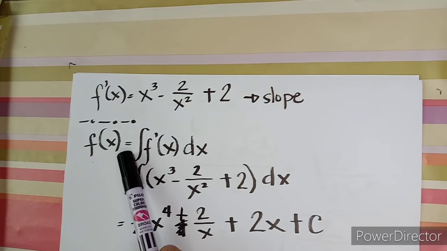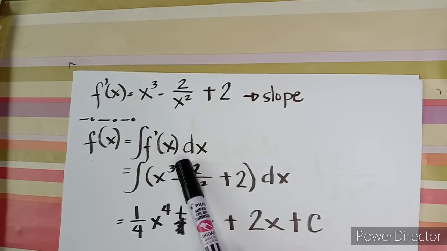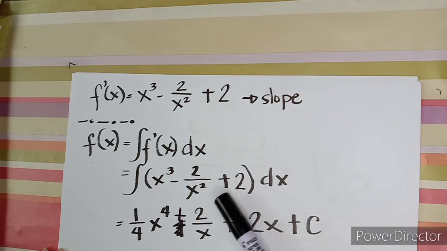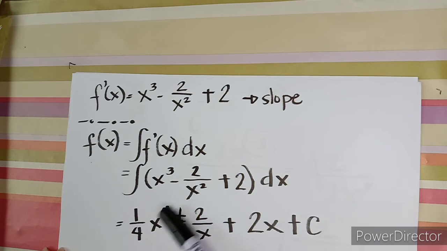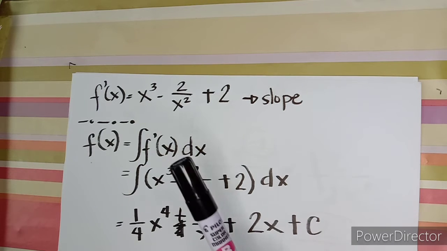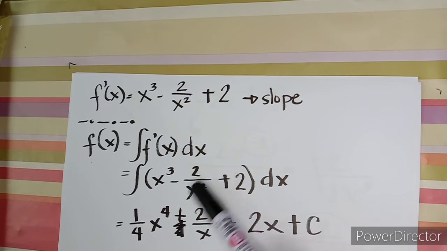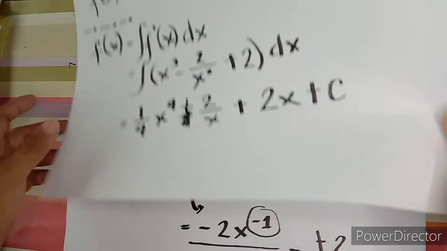So f of x is equal to the integral of f prime of x dx, which is equal to the integral of x cubed minus 2 over x squared plus 2 dx. So let us get the antiderivative of x cubed. We have x to the 4th power over 4, or 1/4 x to the 4th power, plus the antiderivative of 2, which is 2x.